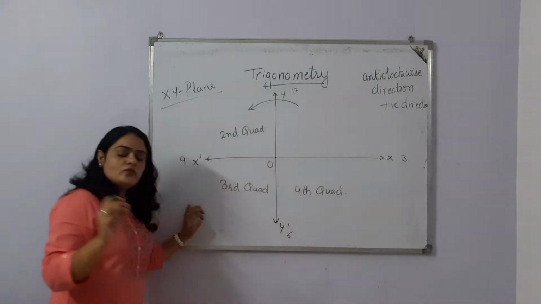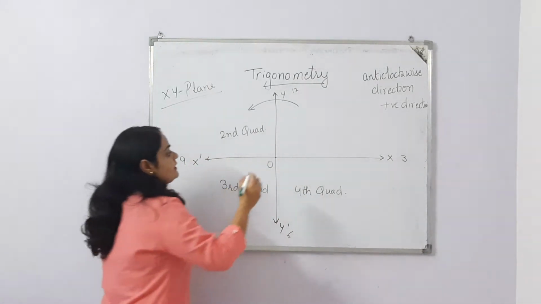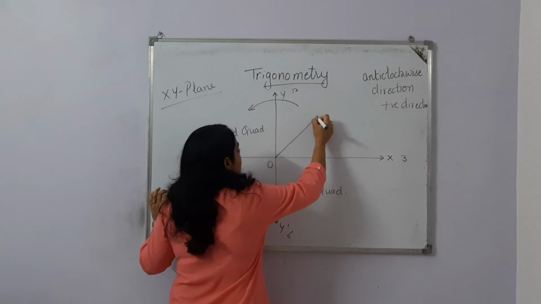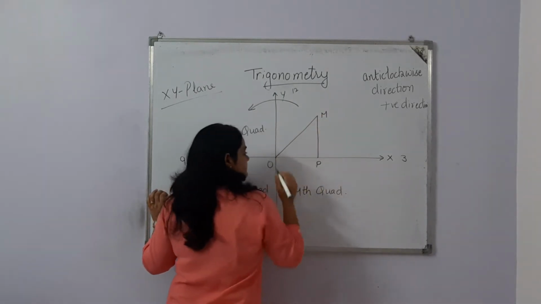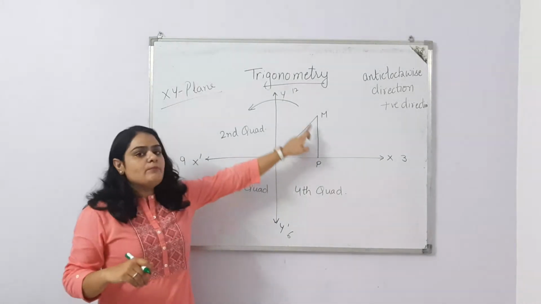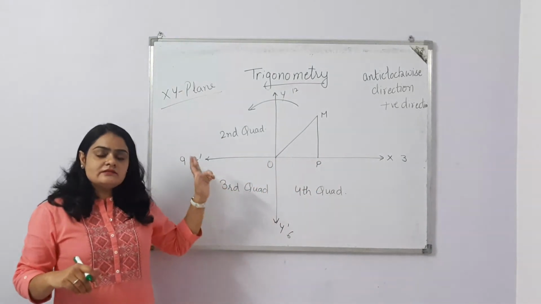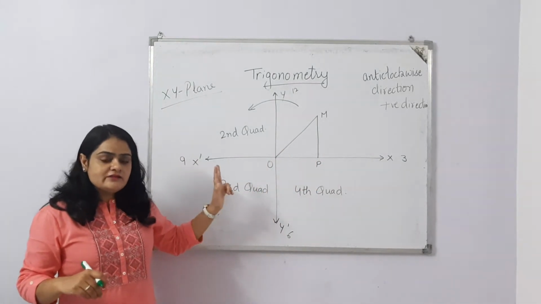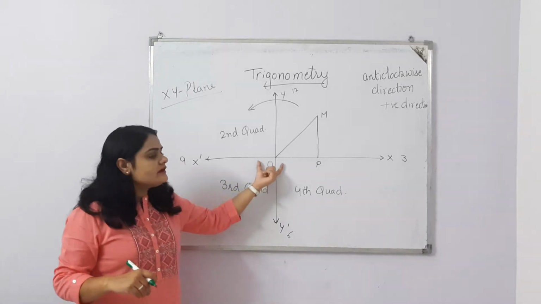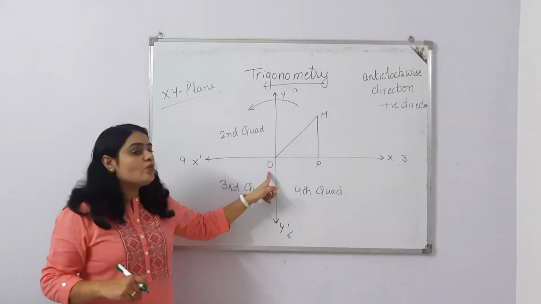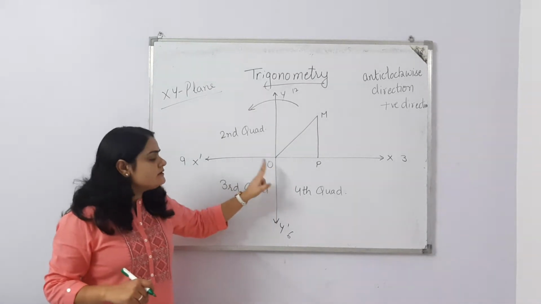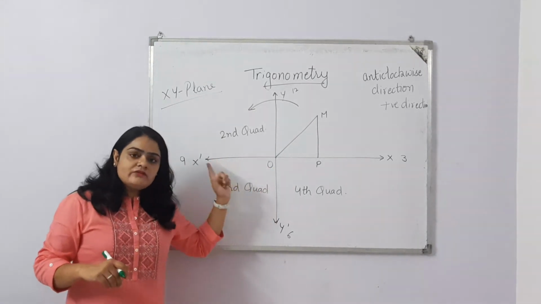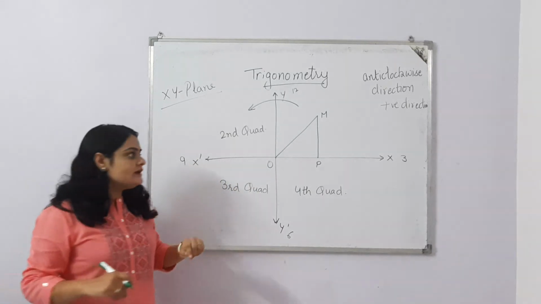Taking O, the origin, as the point, I am drawing one triangle and naming it OMP. This is a fundamental triangle. Why is it called a fundamental triangle? Because here one point is fixed, which is O, the origin. With the fixed point O, if we draw a triangle, that is called a fundamental triangle.